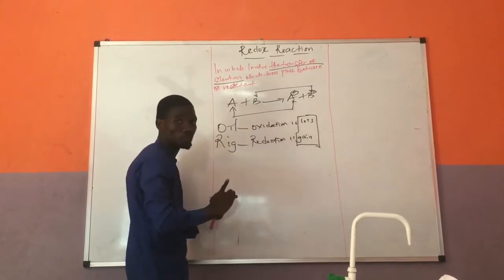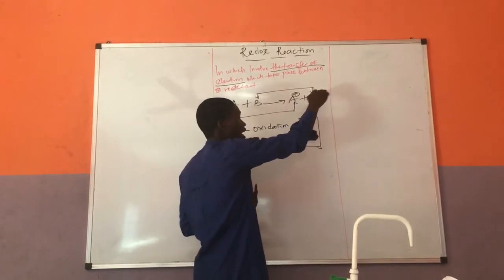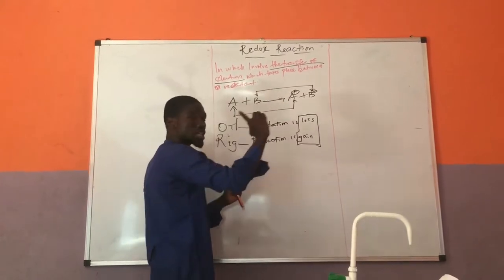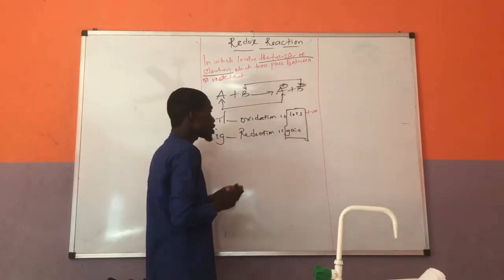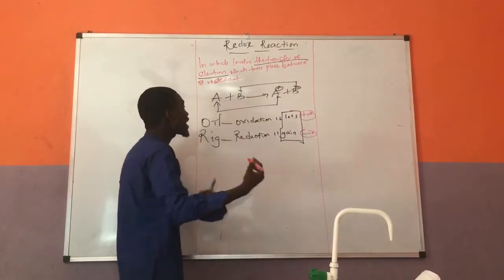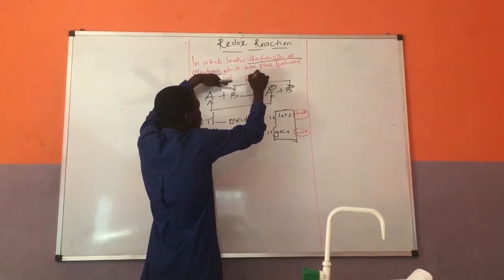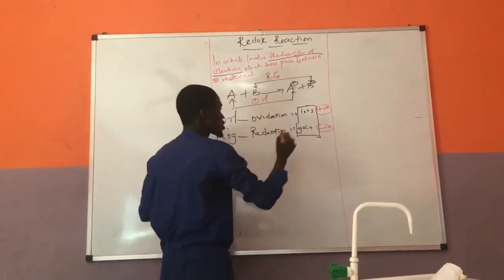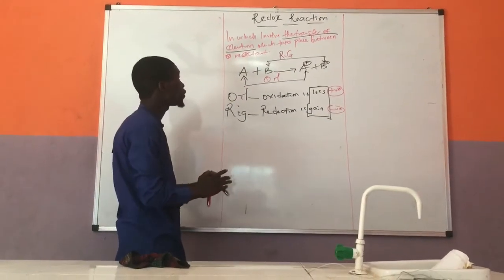Now we have this equation, A plus B. At the product side, A carries a positive sign and B carries a negative sign. Don't forget in chemistry that the one that loses electrons carries a positive sign, while the one that accepts electrons, that gains, carries a negative sign. So B is the reduction, which is gain, while A acts as the oxidation, which is loss. That is the explanation of redox reaction.